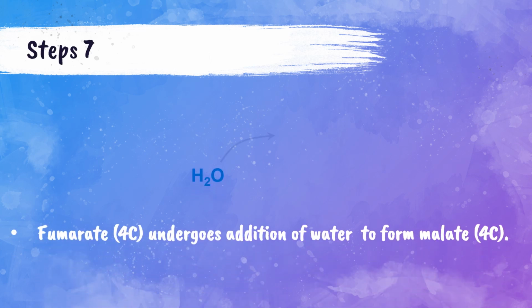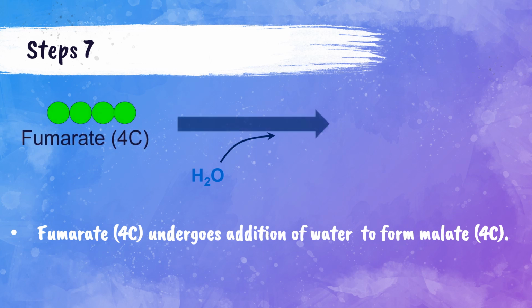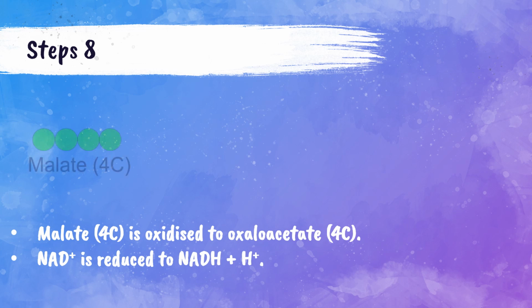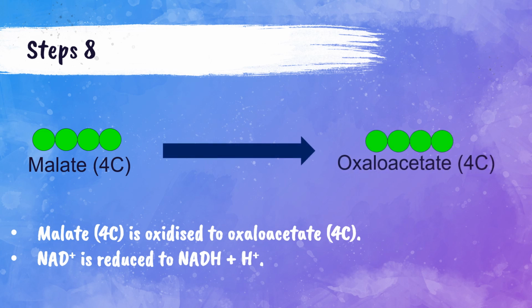In step 7, water is added to the four carbon molecule fumarate, converting it into another four carbon molecule called malate. In the last step, oxaloacetate, that is the starting four carbon compound, is regenerated by oxidation of malate. NAD positive is reduced to NADH and hydrogen ion.